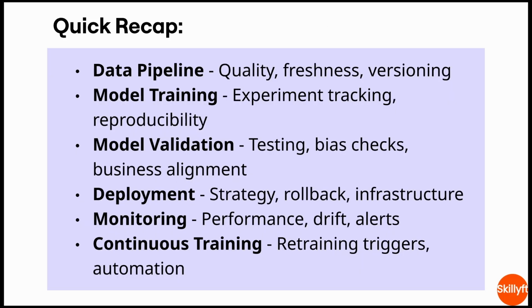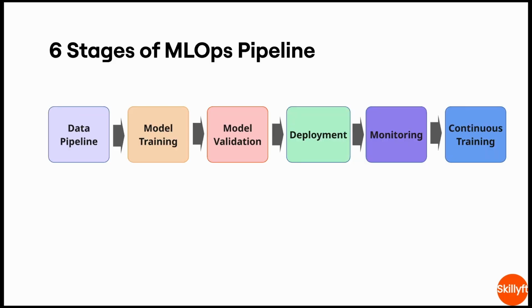Let's recap what we covered. MLOps is the discipline that keeps ML models reliable in production. As a project manager, you own 6 critical checkpoints: data pipeline, model training, model validation, deployment, monitoring, and continuous training. You don't need to code. You don't need to tune hyperparameters, but you do need to ask the right questions, set the right thresholds, and ensure your team has the right processes in place. Because the difference between a successful AI project and an abandoned one is not the algorithm, it's the operations.